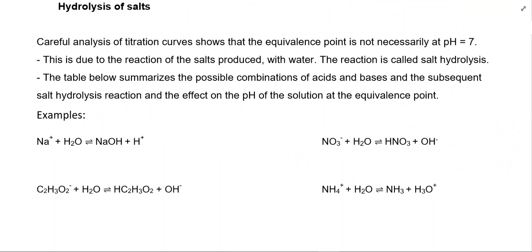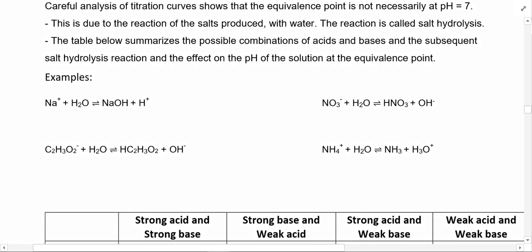So, hydrolysis of salts. If you take a look at titration curves a little bit more closely, you'll see the equivalence point would not always be 7. This is due to the reaction of when the salts are produced. This is referred to as salt hydrolysis. So I have a table below to summarize what combinations of acids and bases and what's the result of the hydrolysis. So let's take a look at a few examples.